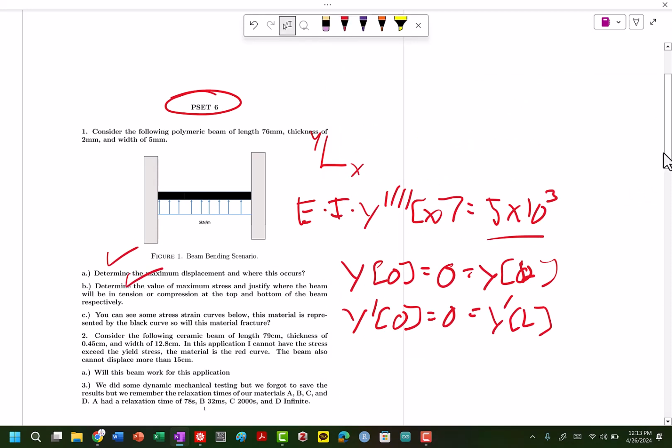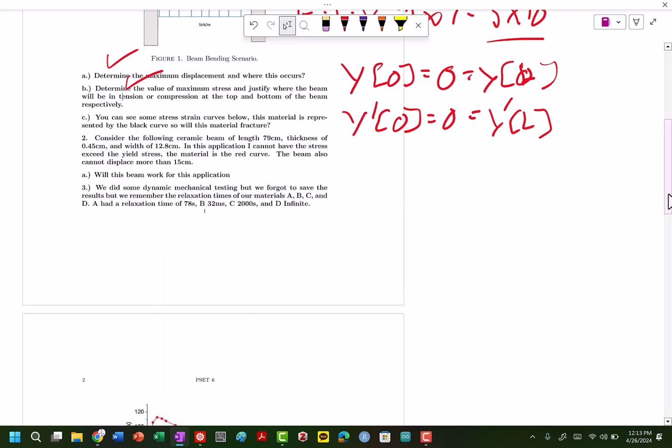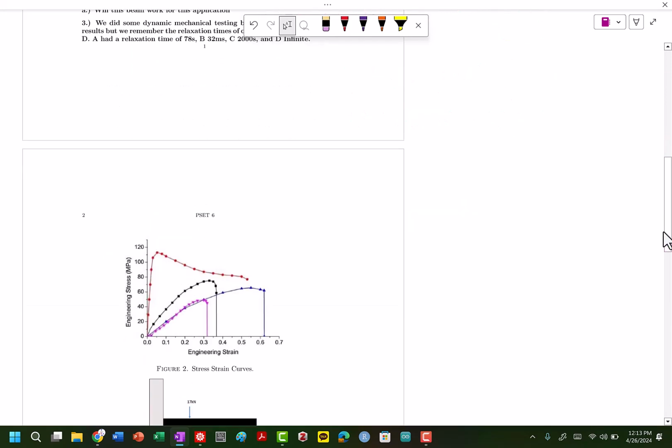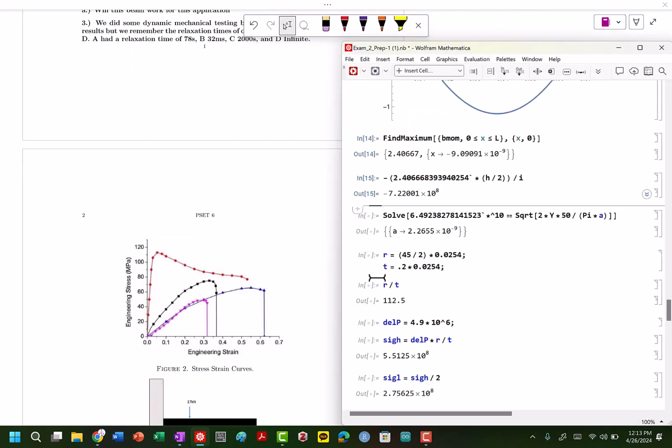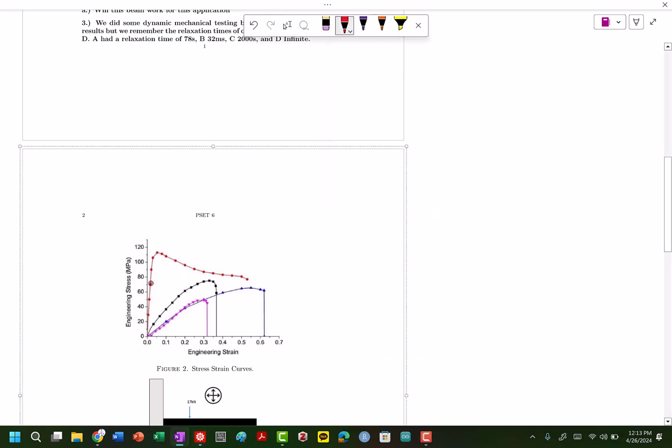So the black curve is our material. Will this fracture? So what is our stress that we see here? This is about 722 megapascals. So yes, we are indeed going to fracture. We're probably basically an order of magnitude larger than this. So that is it for that problem.